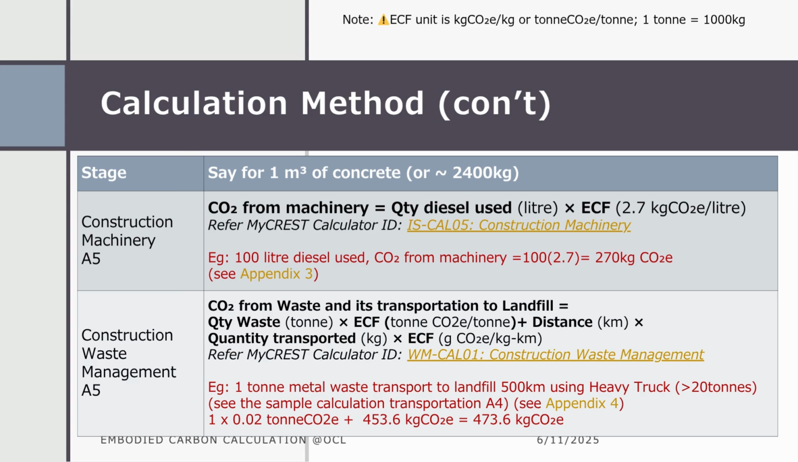For exporting the waste to landfill, carbon emission can be calculated as quantity of waste multiply specific ECF and distance multiply quantity transported multiply specific ECF. For example, 1 ton metal waste plus transport right pointing arrow approximately equals 474 kilograms carbon dioxide equivalent. Remember that 1 ton equals 1,000 kilograms. You can also refer to the MyCREST calculator in the calculation and you can find the specific ECF in the references and appendix at the end of the video.